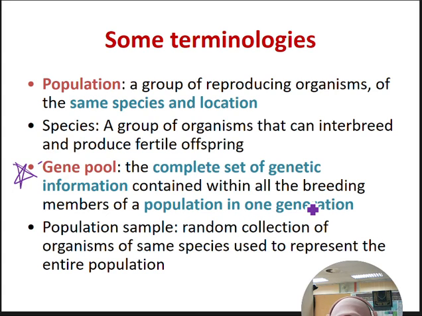And then we also have, again, the meaning of population sample, which is usually done randomly. So randomly, a collection of organisms of the same species that we use to actually represent the entire population. So dia ada nisbah dia. Okay, so that's about the introduction to population genetics.